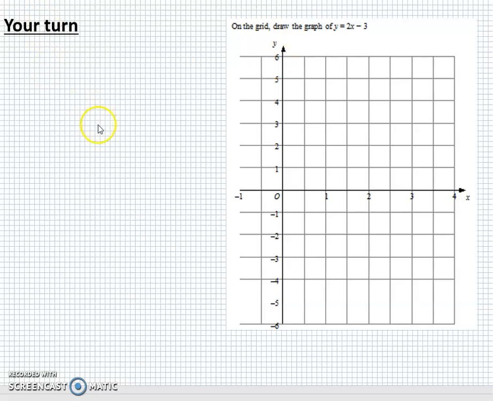So press pause, and I would take about 3 to 5 minutes on this question. Press pause and have a go.